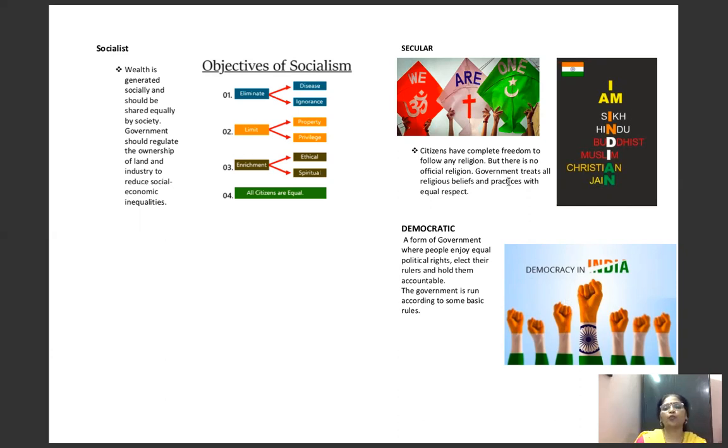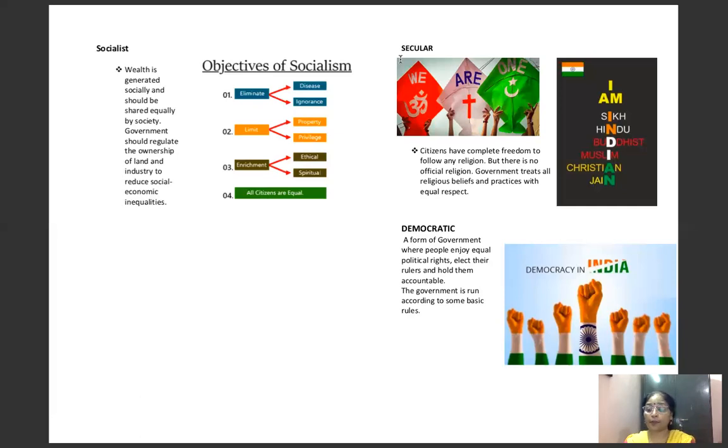Now, next we move on to see what is secular. We have already done in a previous class, class 8, and before that also, that India is a secular country. India is a land with many religions. So our Constitution makers made it very clear that India will not have any official religion.